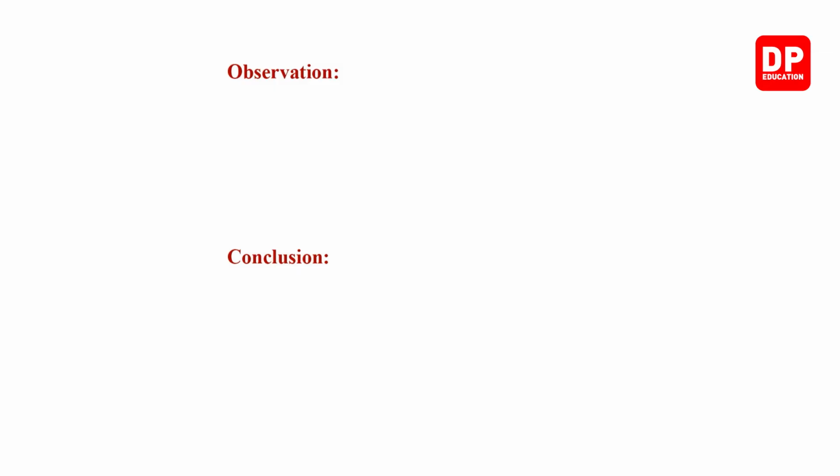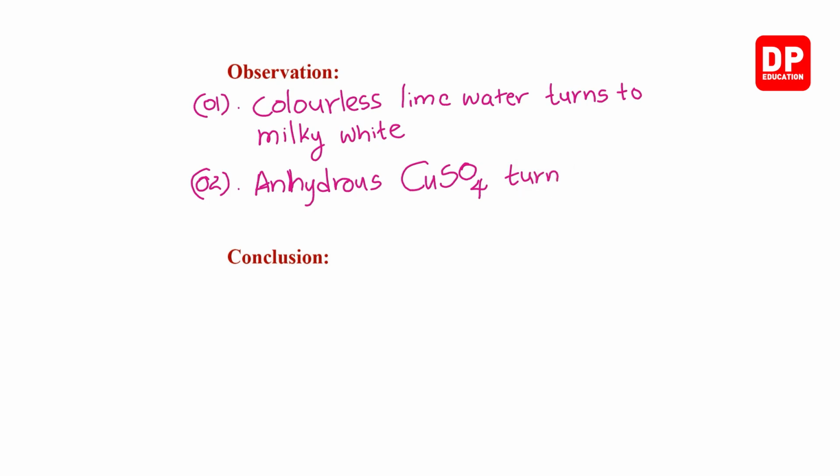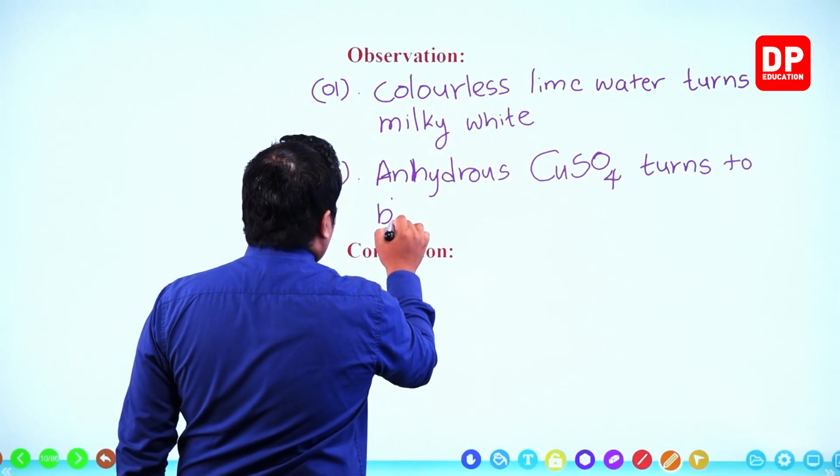So we can write down our observations and conclusions. Number 1, colorless lime water turns to milky white. Then the second observation, anhydrous copper sulfate, CuSO4, turns to blue color from white.